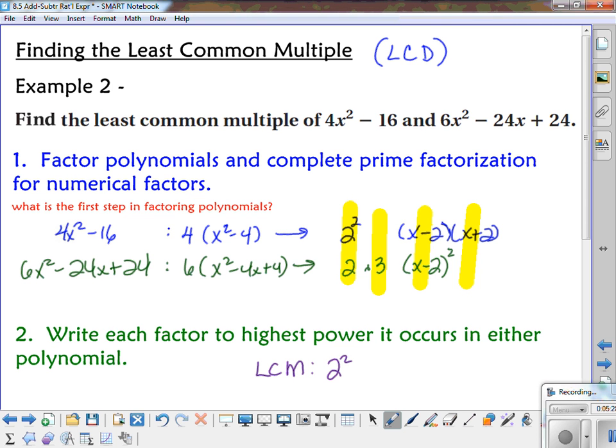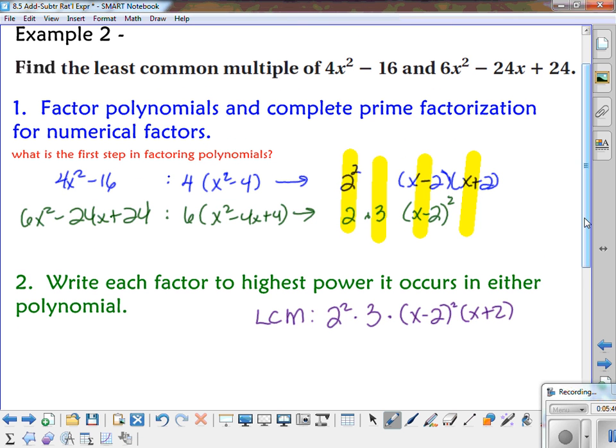And then in the 3 column, I just have one of them, so 3 is the highest power there. In the x minus 2 column, I've got one of them that's squared, so I need to have it squared. And then finally, I have to have an x plus 2. And so my least common multiple will be 2 squared times 3 times x minus 2 squared times x plus 2. So if I simplify that, it would just be 12.